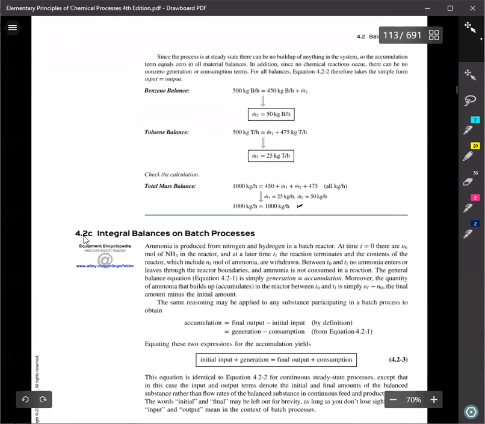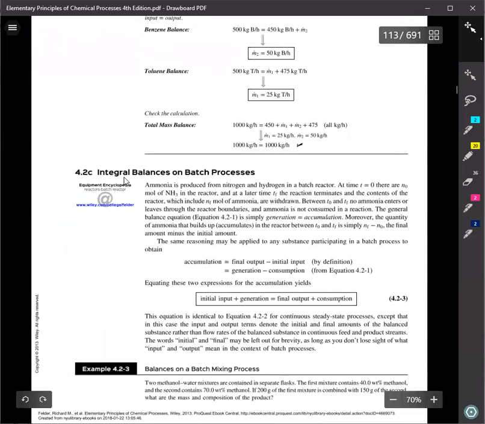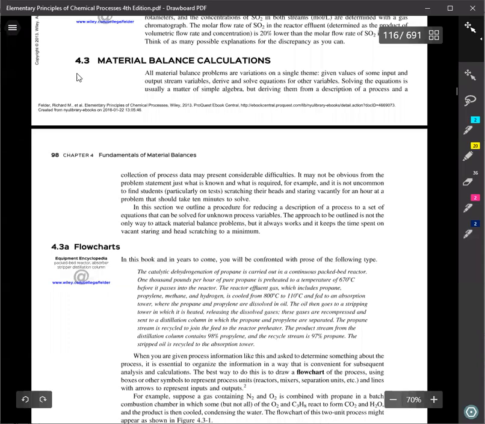I did not cover section 4.2c yet. This is integral balances on batch processes, but we'll come back to this at the very end of the semester when we talk about unsteady state processes. Then 4.3a is the heart and soul of this class, material balance calculations. Look at the flow charts. I love this sentence in this book and in the years to come. Once again, not just in this class, but in every class henceforth, a material balance is going to be at the exact heart of everything else that you do.